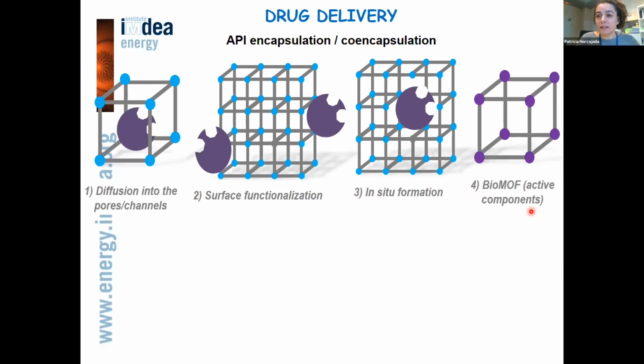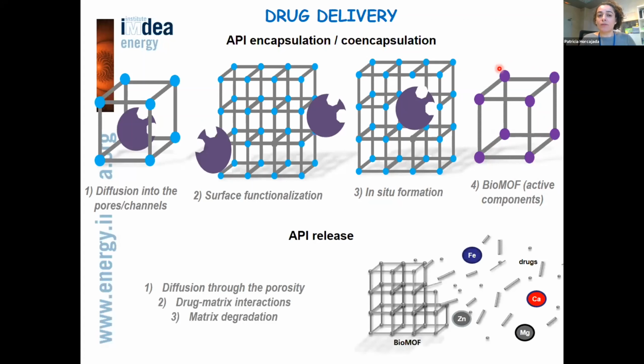Well, once we have proven the lack of toxicity, the biodegraded character of this material, we can also encapsulate the drugs by different strategies. Schematically, we can introduce the active ingredient either by diffusion into the channels, also by grafting on the outer surface of the MOF, also by forming the MOF in situ around the active ingredient, or finally by using intrinsically active metal or ligands to form a bioactive material.